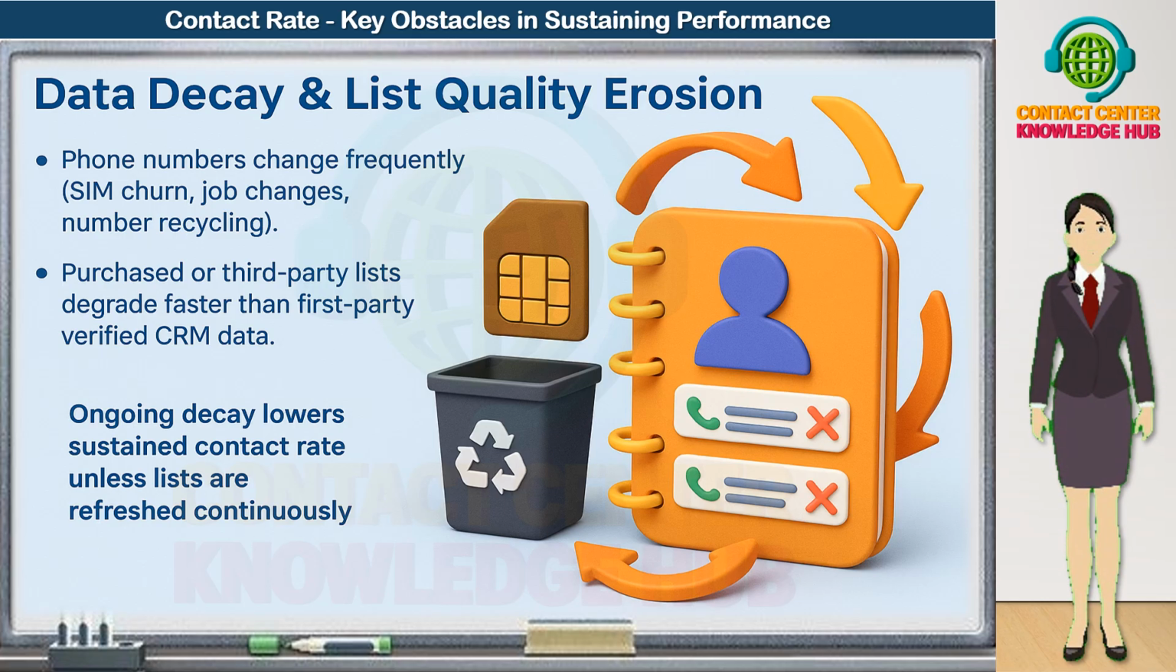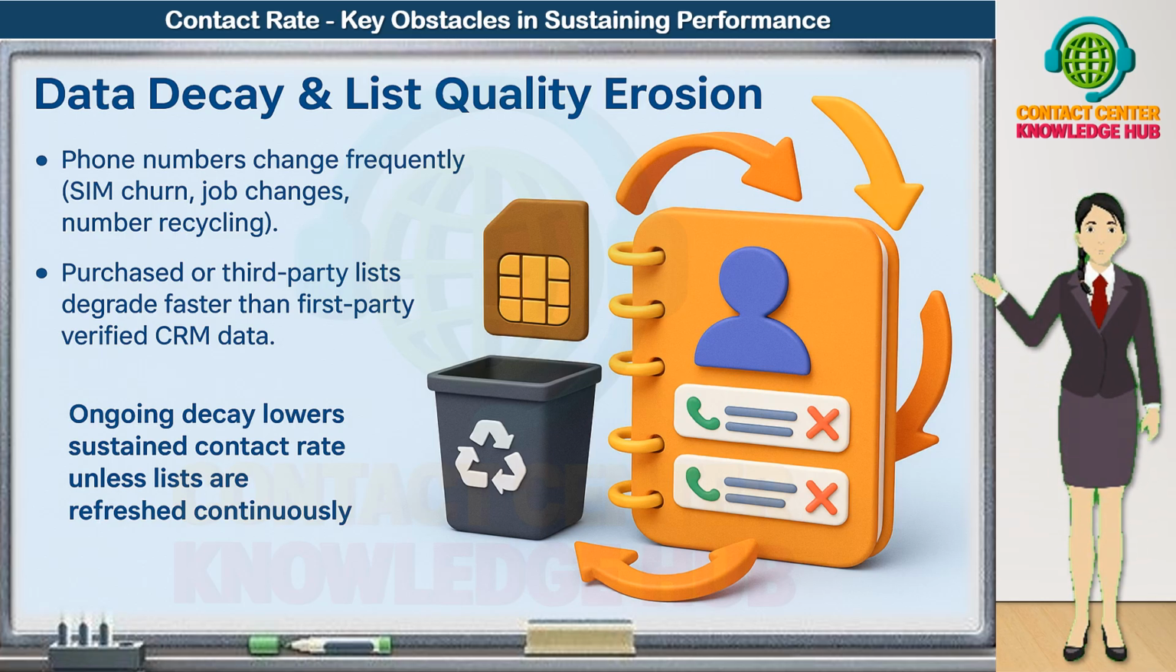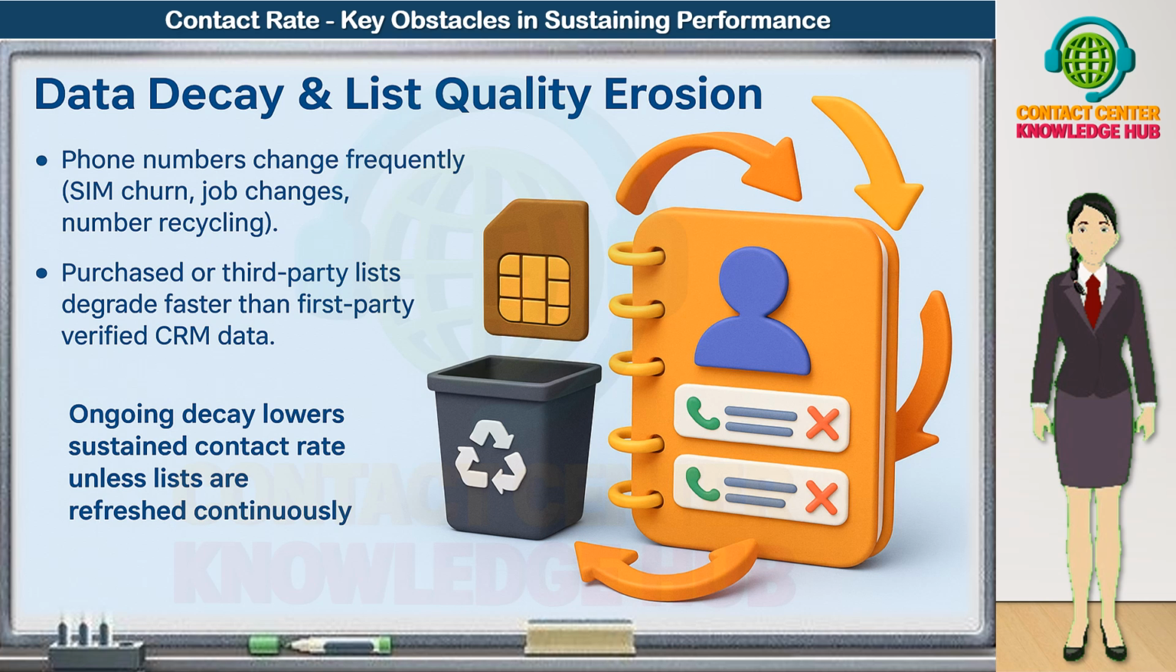Once data decay sets in, your contact rate drops, no matter how advanced your dialer or strategy might be. Impact: without regular data refresh and validation cycles, list quality erodes over time, causing a steady decline in sustained contact rate performance. Data hygiene isn't optional, it's essential for long-term outbound success.